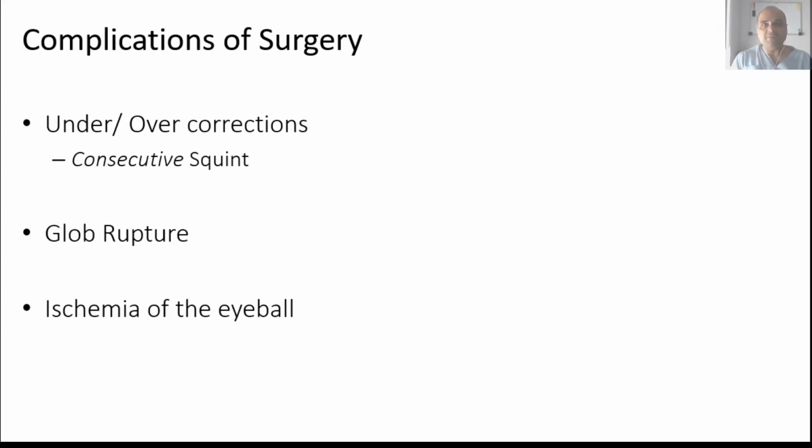Ischemia of the eyeball: since the blood supply to the anterior part of the eyeball travels along the horizontal and, to an extent, the vertical recti muscles, doing surgery on multiple muscles in one eye can actually cause ischemia of the eyeball. It's rare, but something that's still possible.